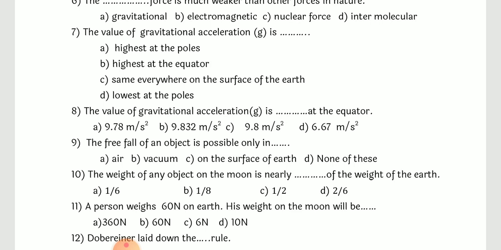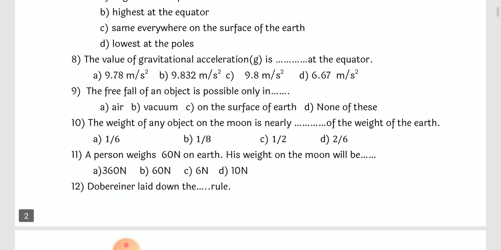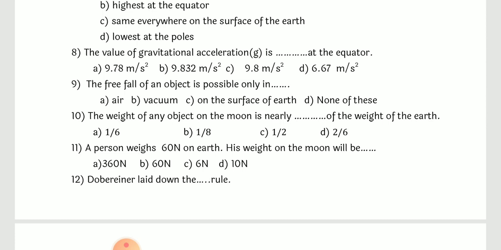10th one, the weight of any object on the moon is nearly dash of the weight on earth, the value is 1/6. That is, if we weigh 6 kg on earth, our weight will be 1 kg on the moon approximately. So the value is 1/6 of that of the earth. So if on the earth we are 60 kg, on the moon we will be 10 kg.